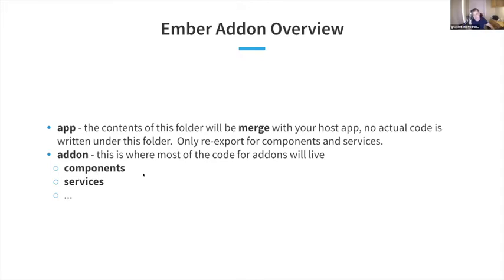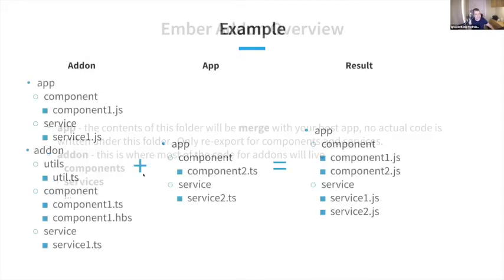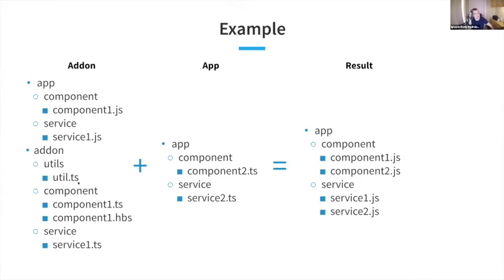I'm going a little fast, but I don't have much time. So this is an example, right? You have your add-on, which has one component, a service, and a util.